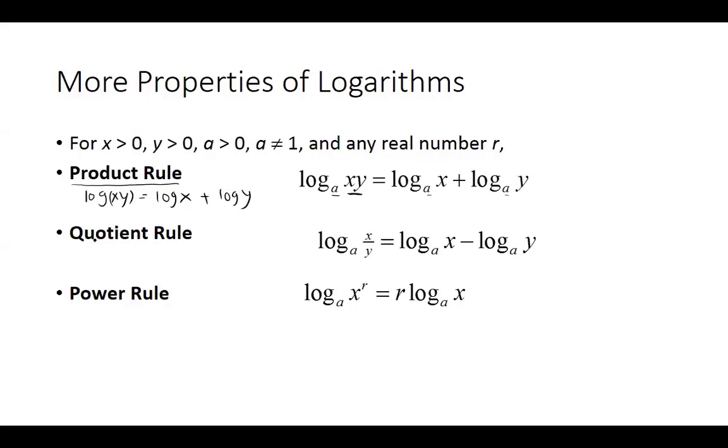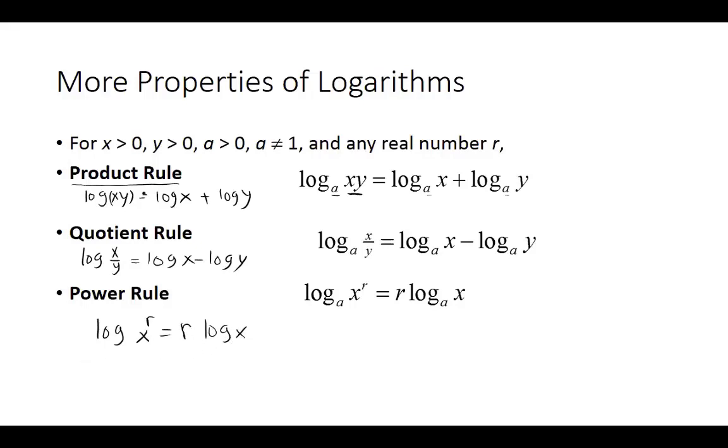The next one is the quotient rule. If I have log of x over y, that would be log of x minus log of y. You notice that I'm not putting the base here to not make it too busy. So if I don't put any base, it means the base is 10. And the third one is the power rule. If I have log of x to the power of r, I can move this r right in front of the log and write it as r log of x.